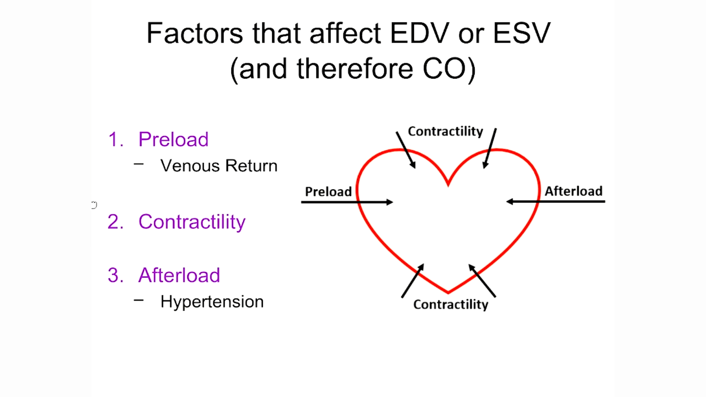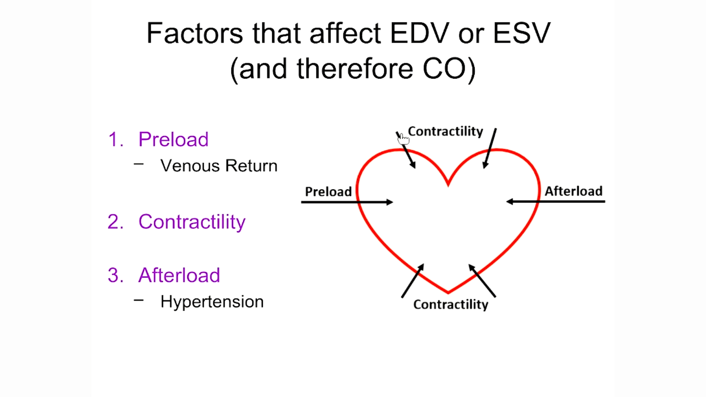If you think about what preload is, by definition, it's blood returning to the heart. So the faster the blood returns to the heart, the more blood we're going to have in the left ventricle at the end of diastole. The slower the blood returns to the heart, the less blood we're going to have in the ventricles at the end of diastole. So preload is affecting specifically the EDV, or the end diastolic volume. It's affecting how much blood is in the left ventricle at the end of diastole or at the end of filling. Contractility is basically how strongly the heart is contracting.